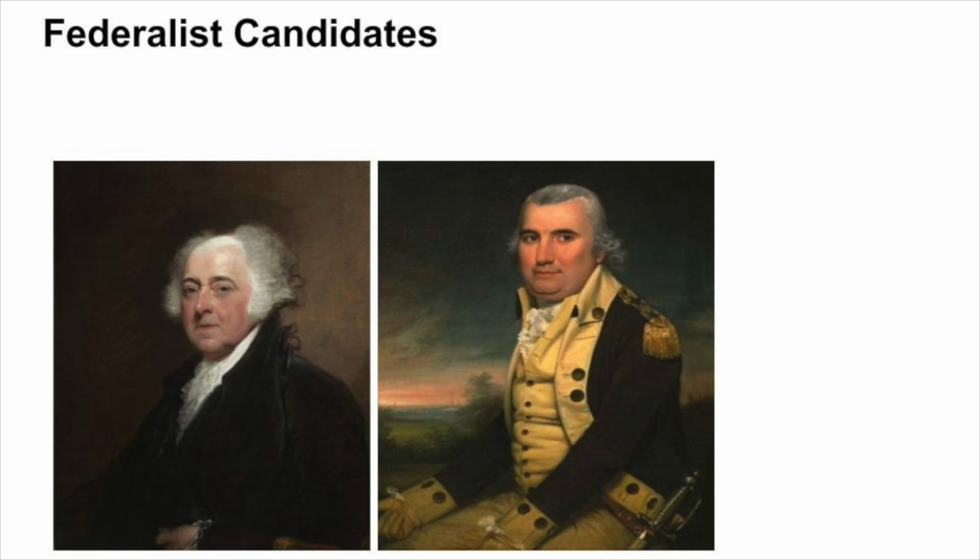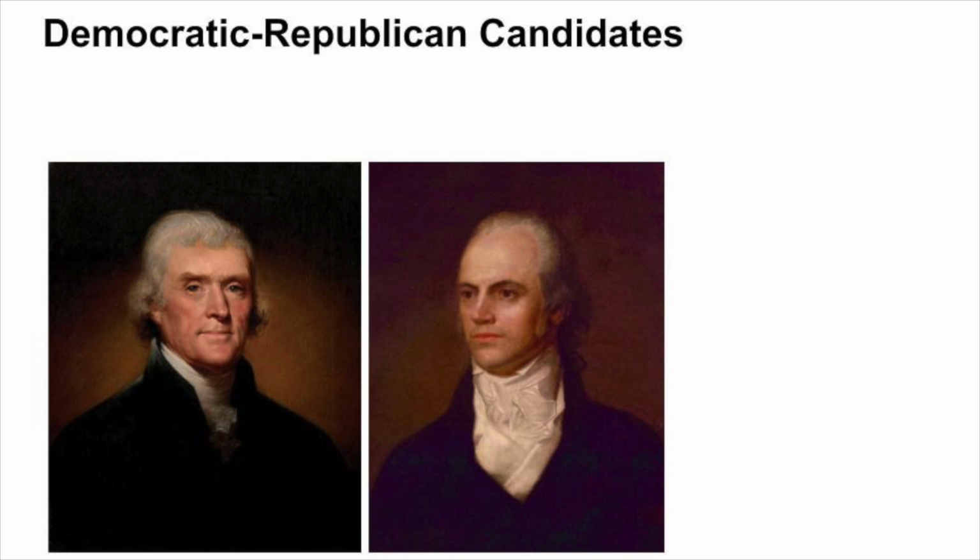The Federalists pledged their support behind John Adams of Massachusetts for president, and Charles Cotesworth Pinckney of South Carolina for vice president. On the other hand, the Democratic Republicans pledged their support behind Thomas Jefferson of Virginia for president and Aaron Burr of New York for vice president.